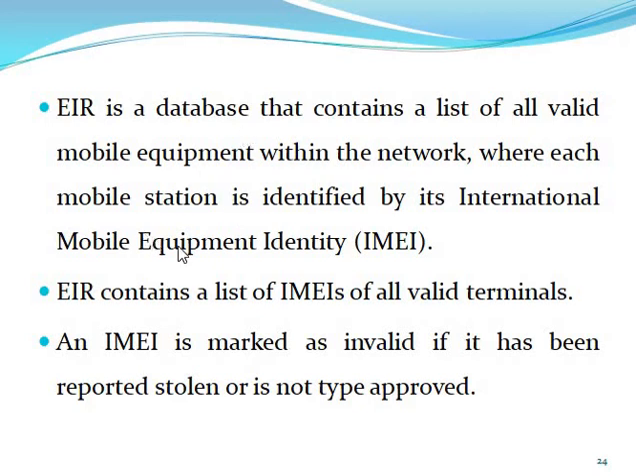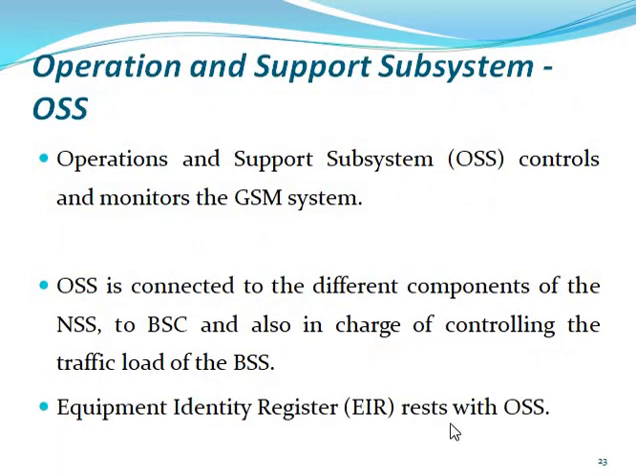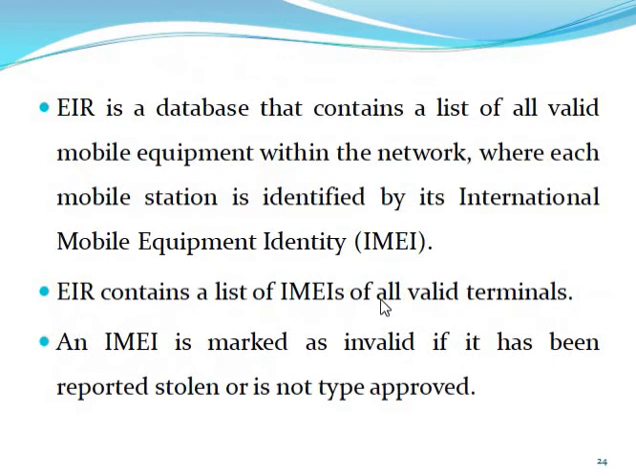So the EIR contains the list of IMEIs and all the valid terminals. It manages the equipment identity register for all the international mobile equipment identities. An IMEI is marked invalid if it has been reported stolen or it is not approved. If the international mobile equipment identity number is not valid for a particular connection, then it is rejected.